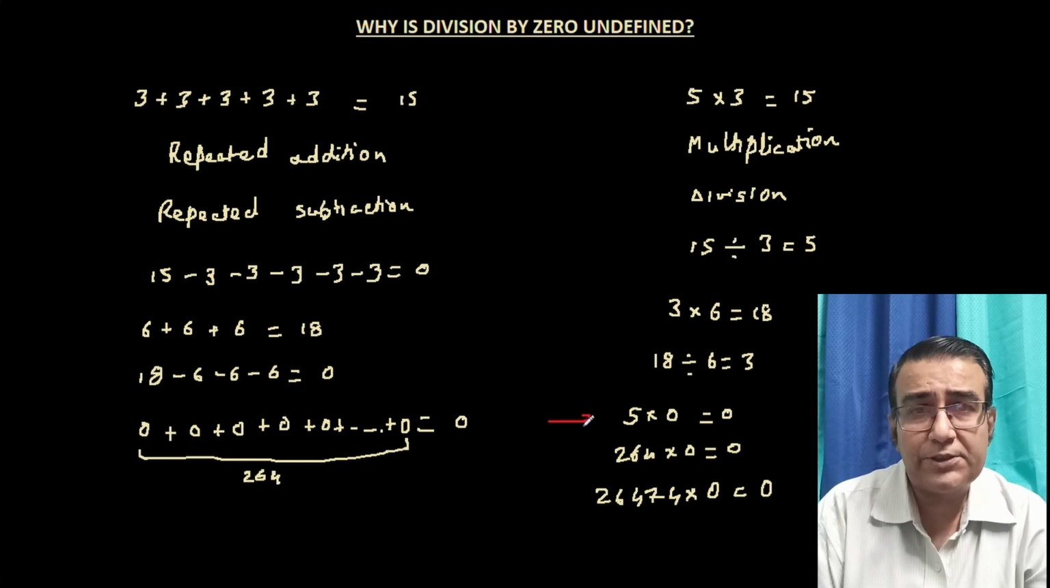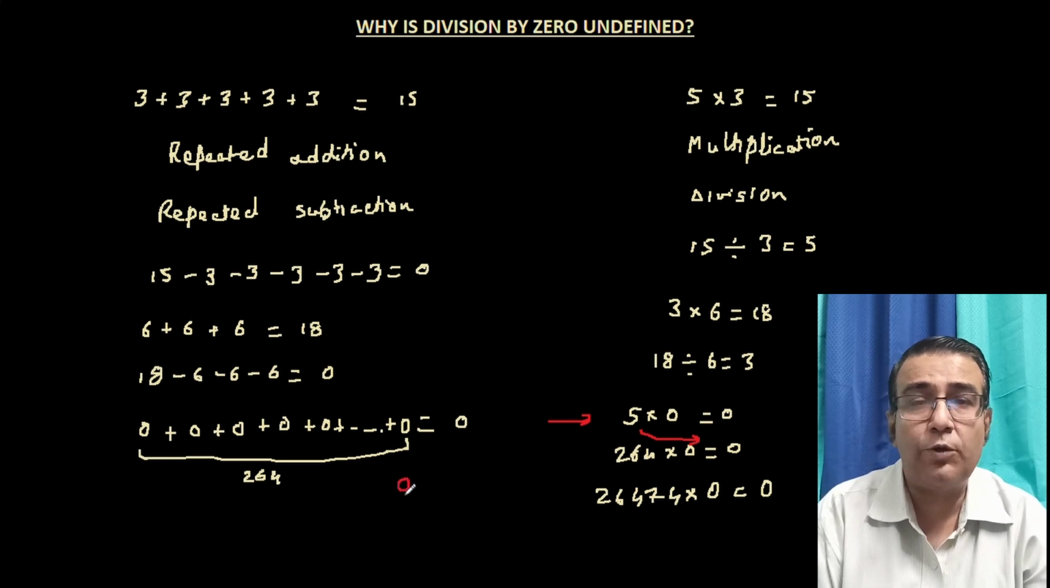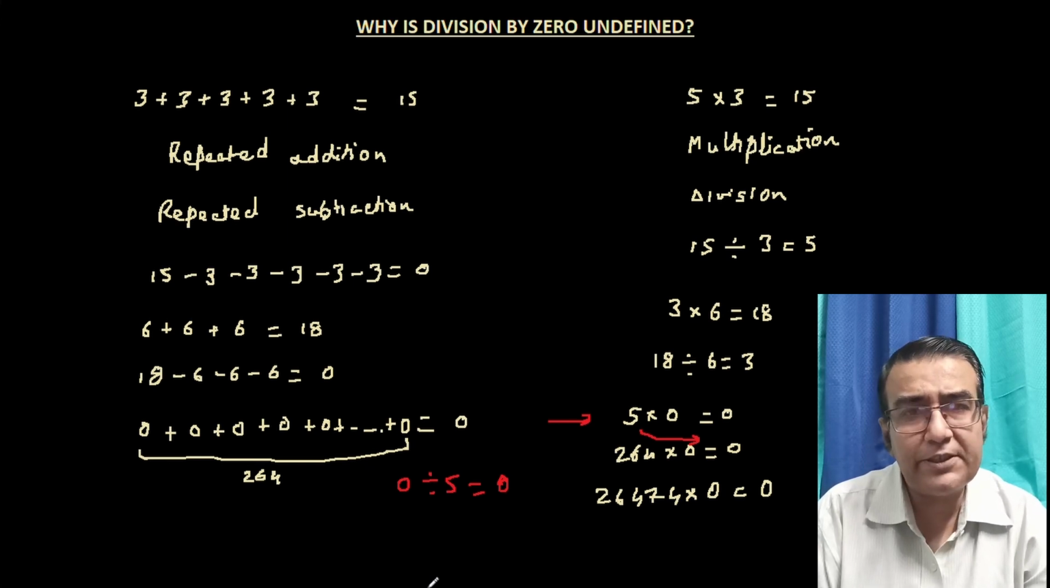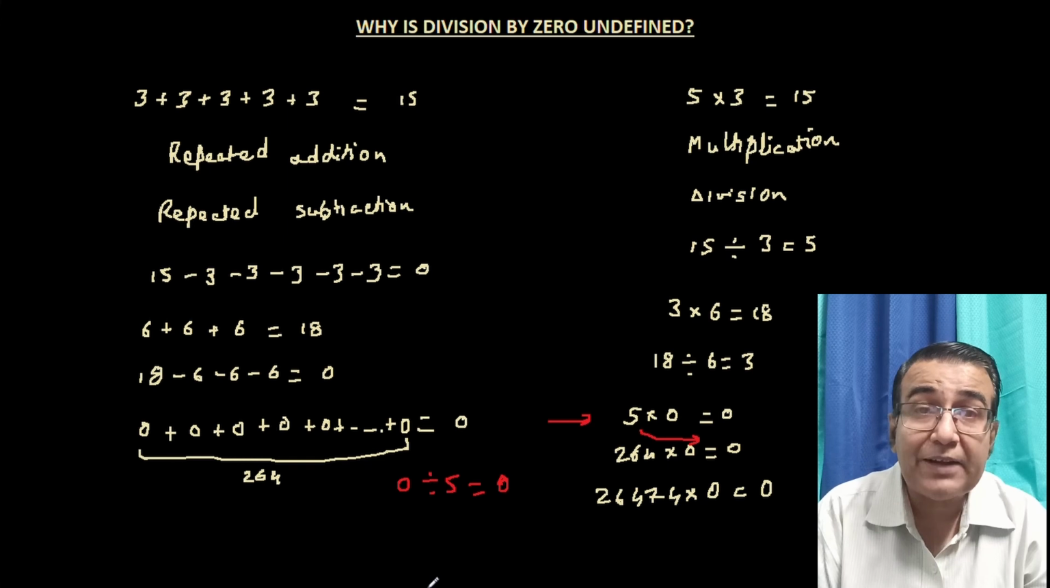Now, if we look at the first case, we had this multiplication fact, and from this multiplication fact, we can say that this number 0, when divided by 5, should give us this number, which is 0. And the same goes for the second equation and the third equation, which gives us the result that 0 divided by any number gives us 0. And we are well aware of that fact too.